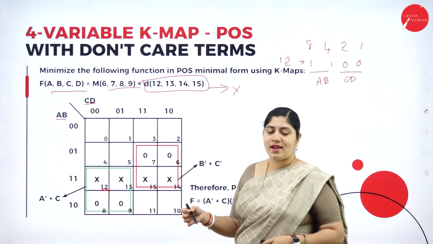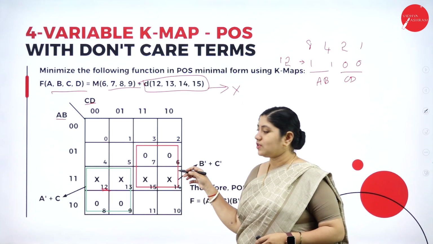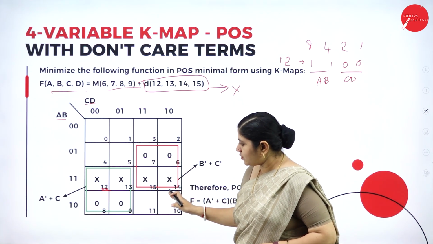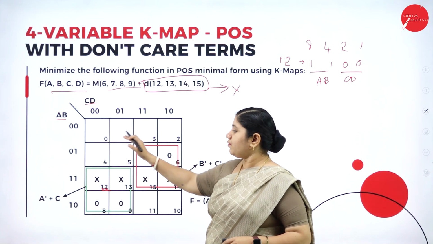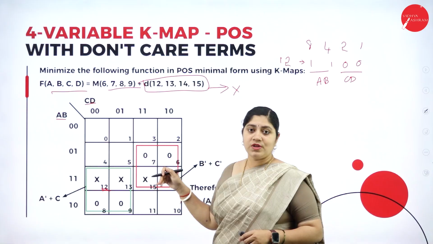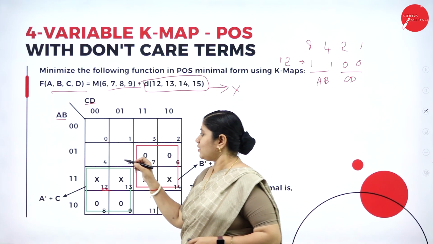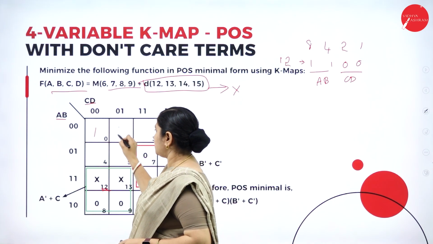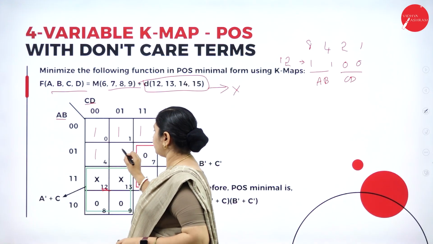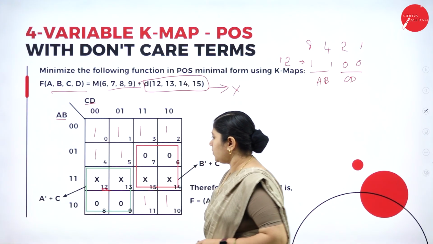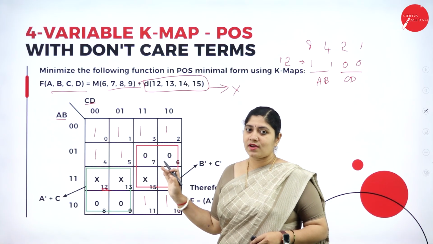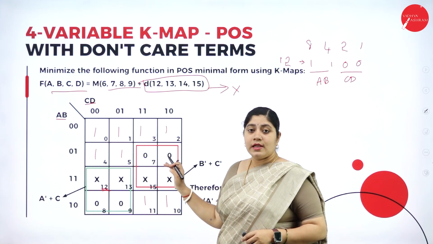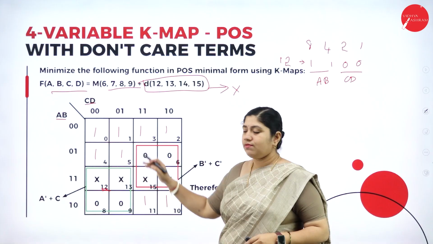Now we have to check whether an octal group is possible. Anywhere the octal group is possible? No. After filling, what we have to fill the rest of the empty blocks with? What is it? We have to fill it with 1. Why 1? Because it's a POS form. Okay. Now the K-map is complete. Only now you'll be getting complete marks. Okay. Please don't leave the boxes empty. Okay. Fill it.